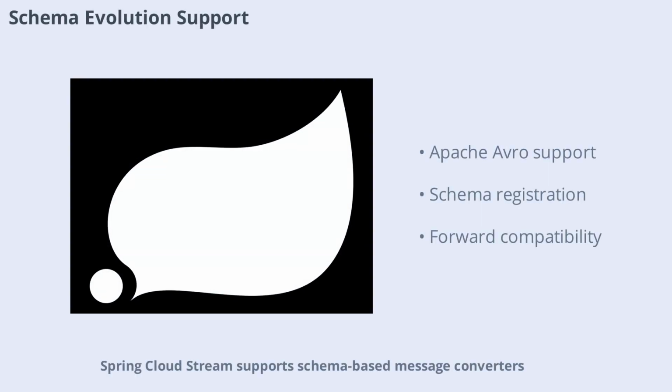Spring Cloud Stream supports schema-based message converters with out-of-the-box support for Apache Avro. The framework provides tools for schema registration, resolution, and evolution, ensuring compatibility as your domain models change over time. This is essential for maintaining robust, forward-compatible messaging systems in evolving environments.